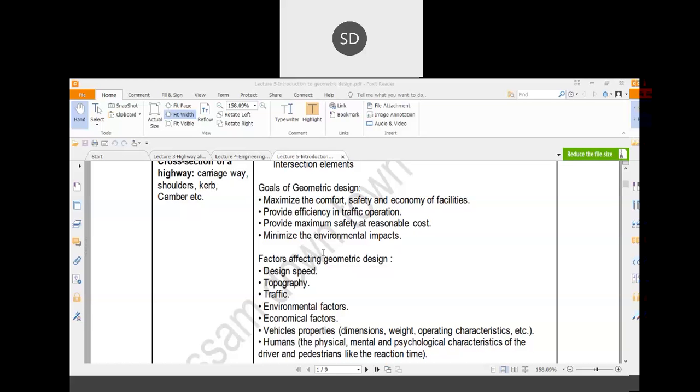Then vehicle properties. Different vehicle properties are there like dimension, weight, operating characteristic, etc. Dimension is very important. Why is dimension important? Because based on the dimension, you can design the width of the road, design the underpasses, design the overpasses, etc. So basically that will depend on the dimension of the vehicle.